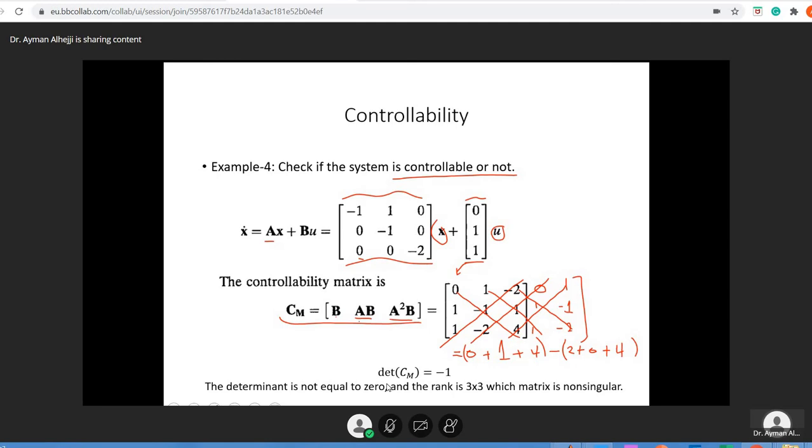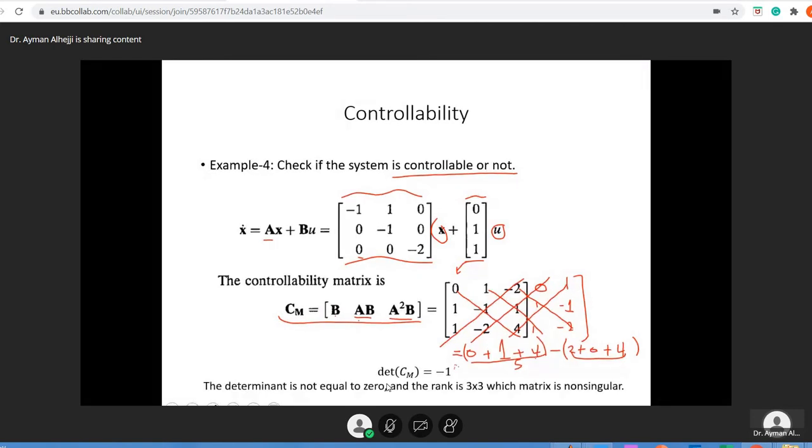Right? Now calculate: 1 times 1 plus 4, 5. Here 5. Here 2 plus 4, 6. Right? 5 minus 6 gives us -1, as written here. Clear? Okay, -1. Does -1 equal 0? No, this -1 does not equal 0.